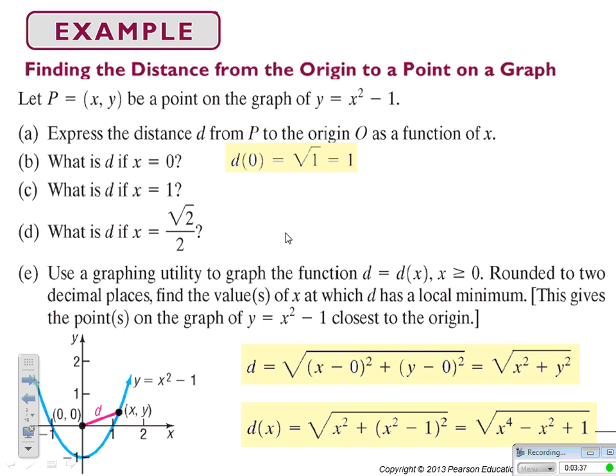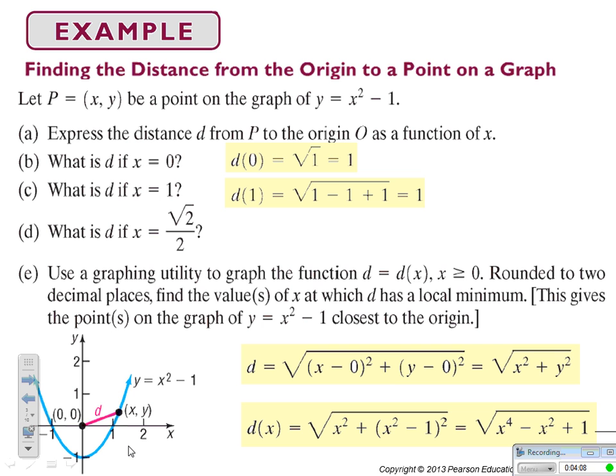B, what is d if x is equal to 0? So now that we have our distance equation, we're going to start plugging in values and finding the distance. So if x is equal to 0, we plug 0 in here, and these go away, they become 0, and we just get square root of 1, and that is 1. What if x is equal to 1? Then I get 1 minus 1 plus 1, which is 1.